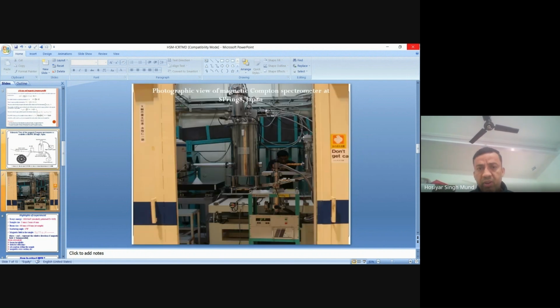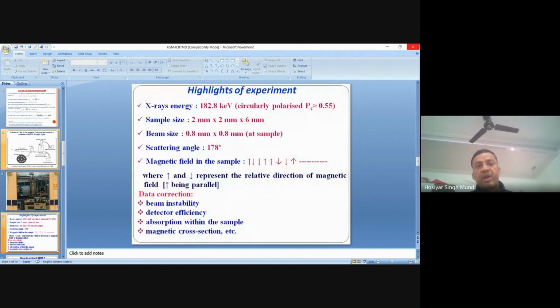This is the photographic view, and these are the basic parameters we set when we take the measurements. The energy of the synchrotron radiation, we can set here, is 182.8 kilo electron volt. That is very high, and the sample size is very small, 2 mm, 2 mm and 6 mm. The beam size incident on the sample is 0.8 mm, 0.8 mm and 0.8 mm. The scattering angle is 178 degrees.